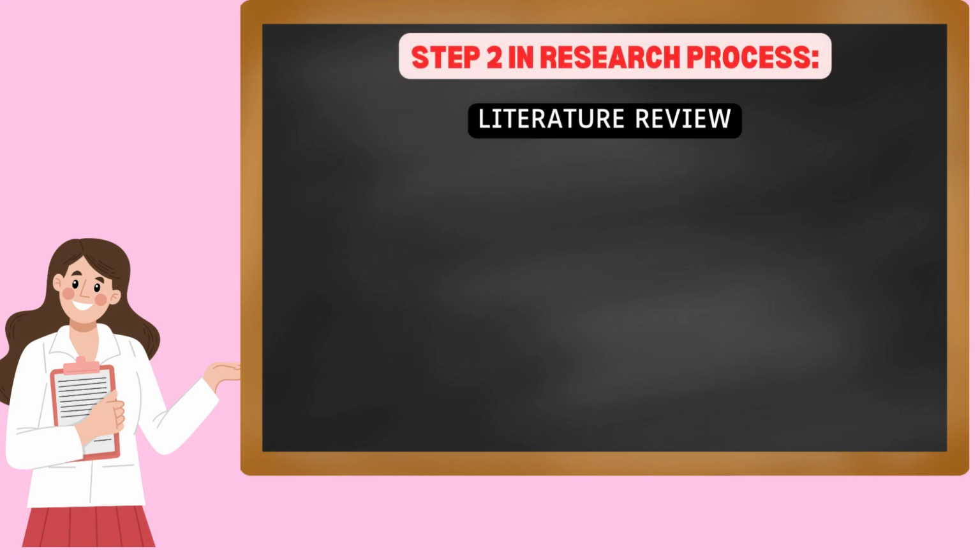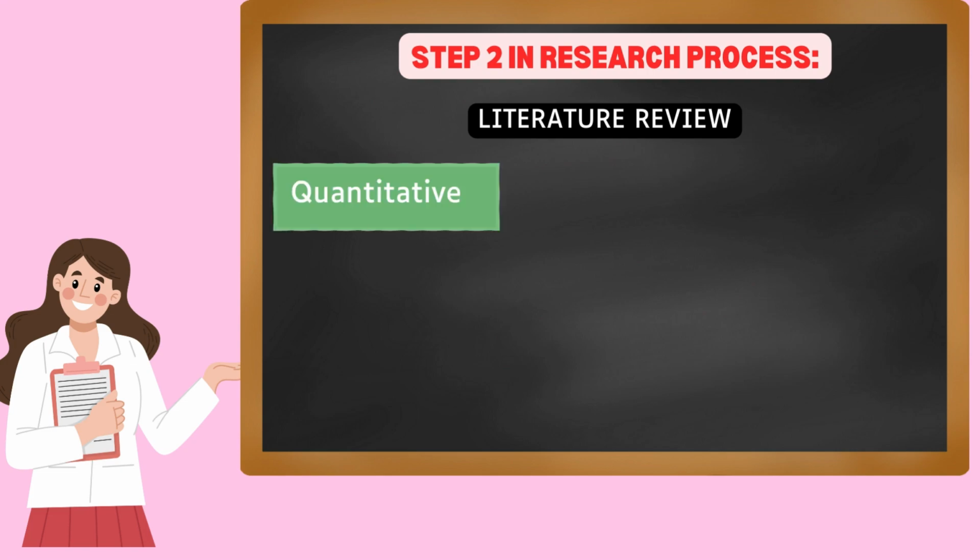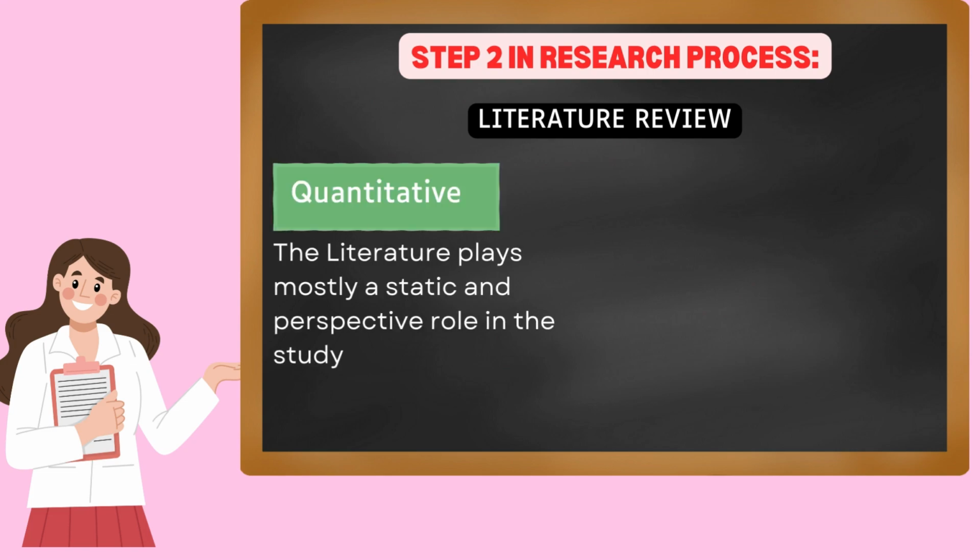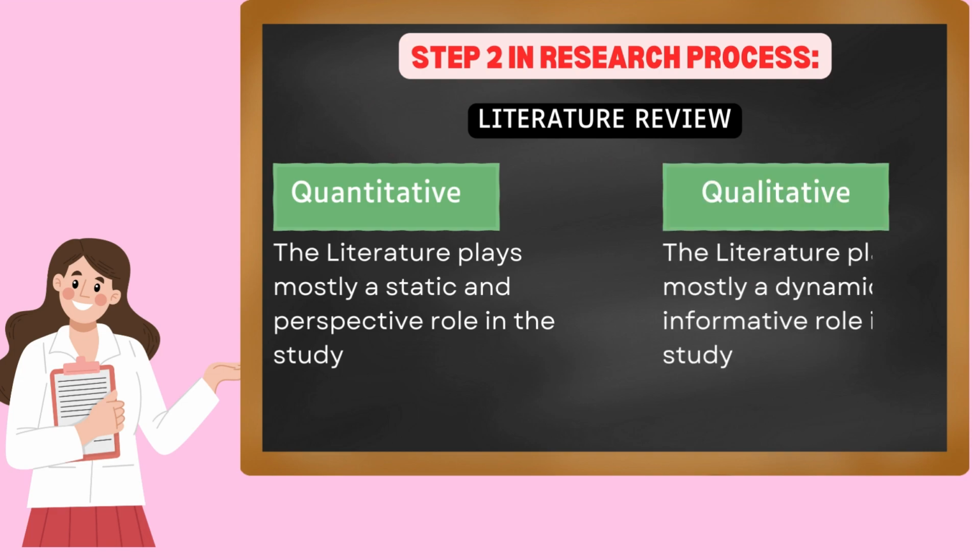Step 2 in research process. Literature review. Under quantitative, the literature plays mostly a static and prescriptive role in the study. Under qualitative, the literature plays mostly a dynamic and informative role in the study.